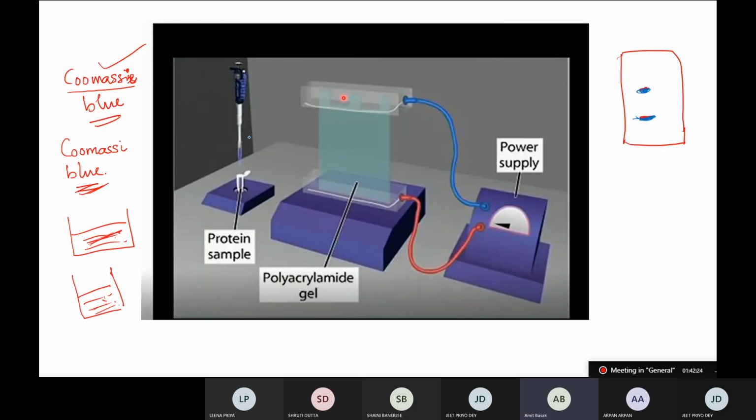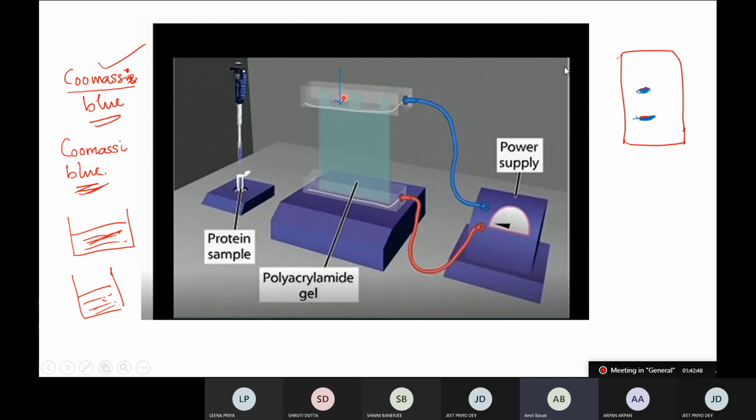Again, I go back here. This is your gel. There are two groups. In one group you have your protein mixture. In the other group, the companies give you a cocktail mixture of proteins with definite molecular weights. These are called molecular weight markers.